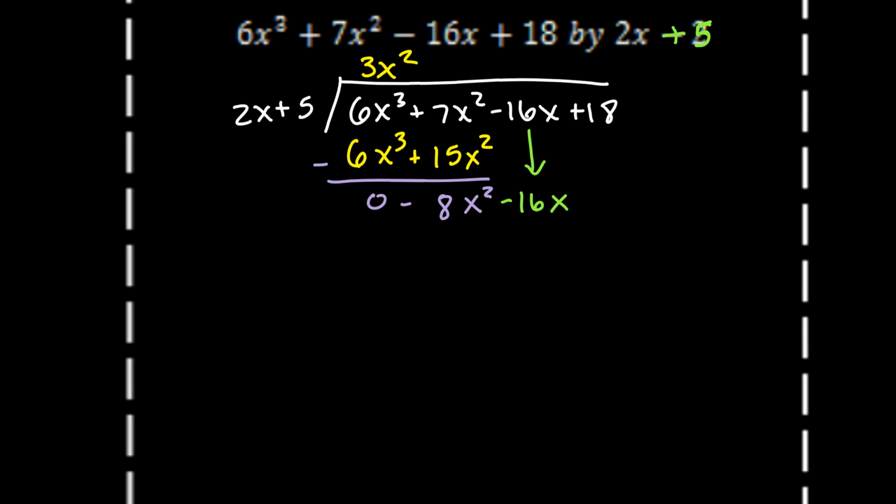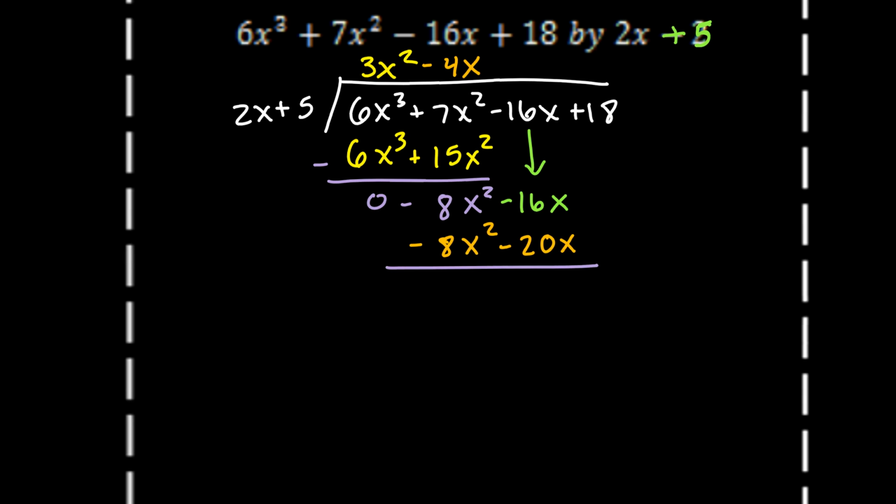So now, what is negative 8x squared divided by 2x? Good, negative 4x. And what is 4x times 2x? My gosh, this should be negative 4x. Negative 4x times 2x is negative 8x squared. And then negative 4x times 5 is negative 20x.